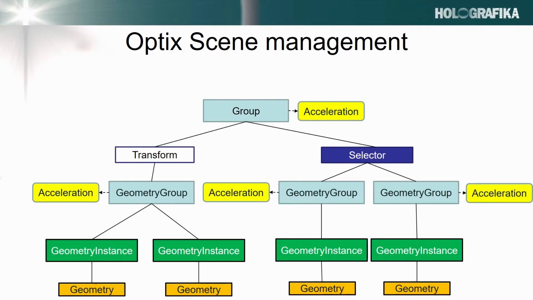Okay, let's talk a bit about scene management. So we have basically a group on top. We have transforms. Transforms are not used for static scenes; they are only for dynamics. We can decide on acceleration in the group, in the geometry group, and we have instances here which cover some kind of geometry. So we can instance the same geometry with more geometry instances. The selector can choose between level of detail meshes, which can have different acceleration.